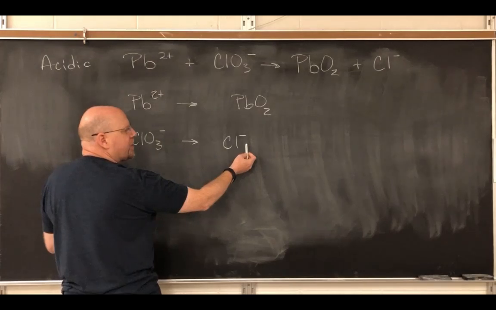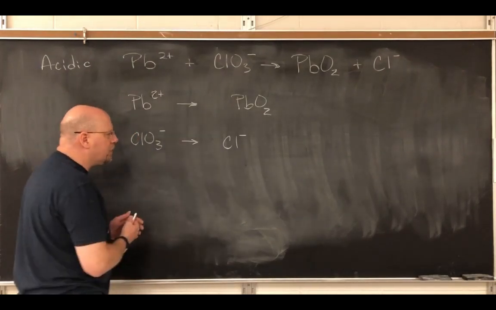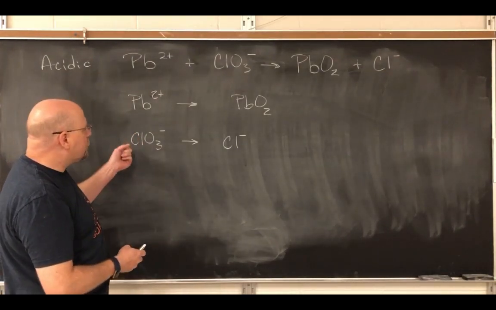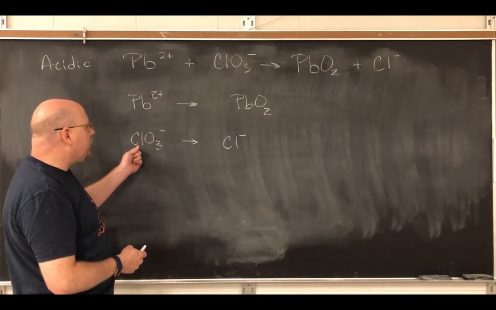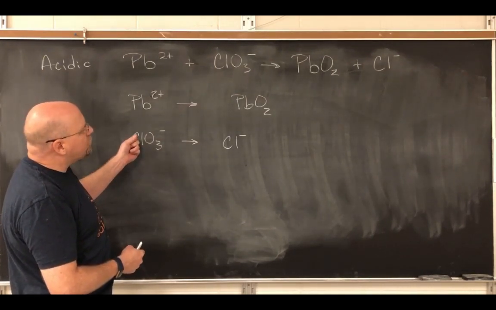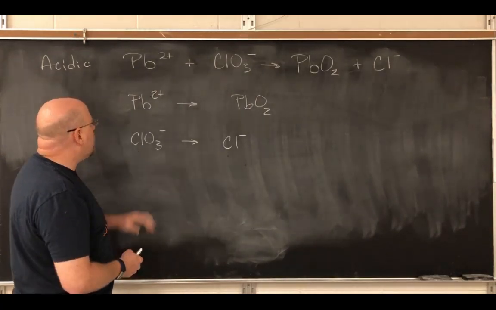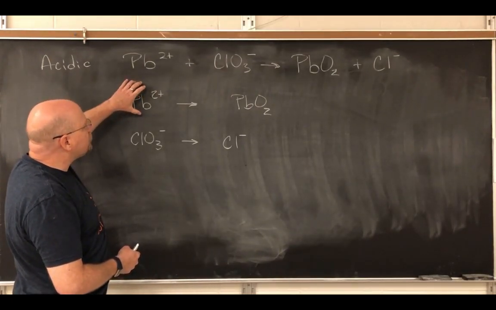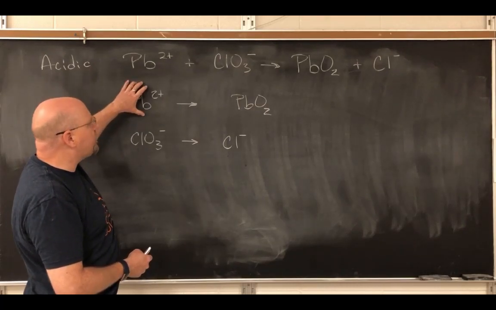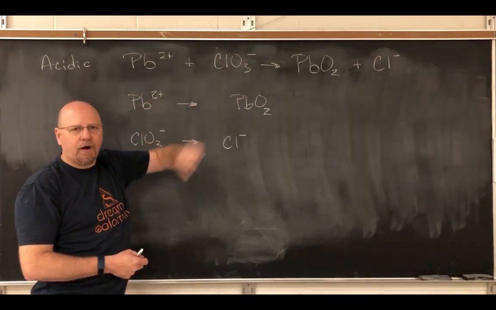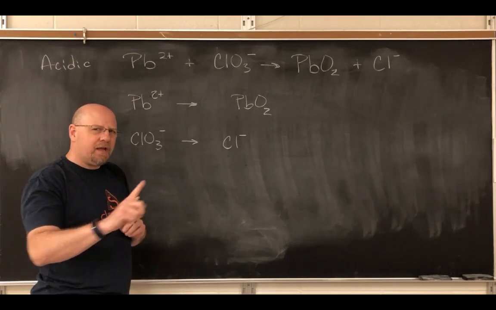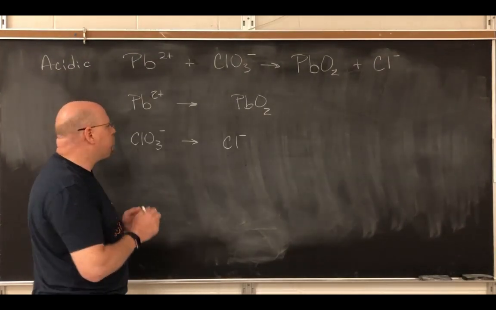Over here it has a 1 minus oxidation state. So in this process, the chlorine atom has gained a total of 6 electrons. Up here, the lead has lost a total of 2 electrons in that process. And that's a little hint of what's going to come.